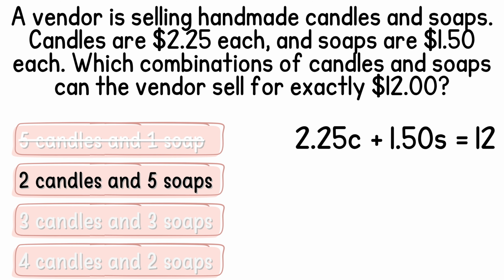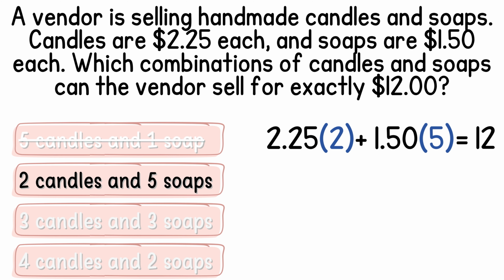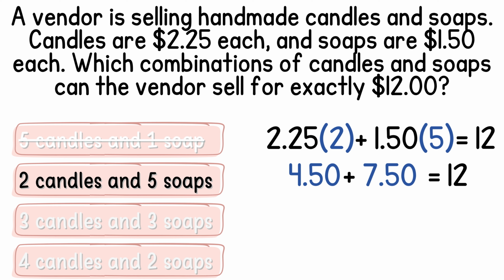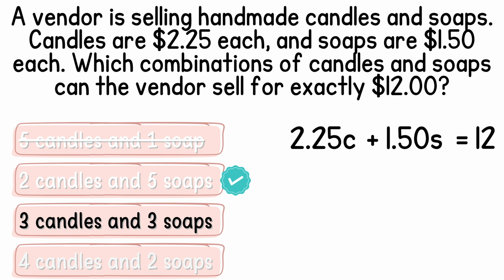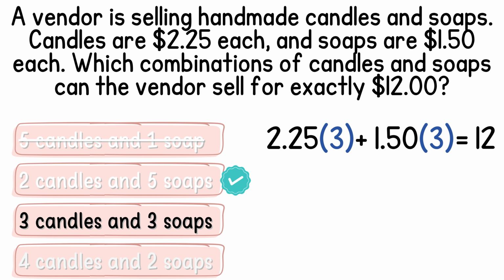Let's try our next option at 2 candles and 5 soaps. So we'll replace C with 2 and S with 5. Multiplying gives us 4.50 and 7.50. When we add these together, we get exactly $12. So this is one possible solution. Now let's look at selling 3 candles and 3 soaps. C will become 3, and S will become 3 as well.